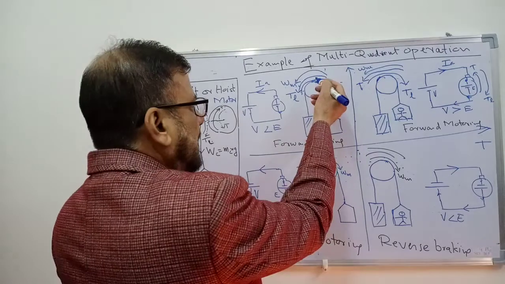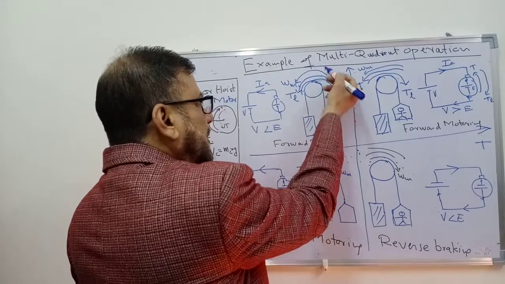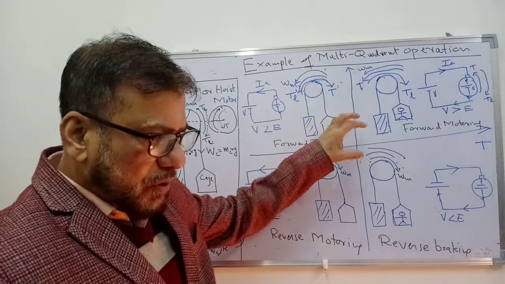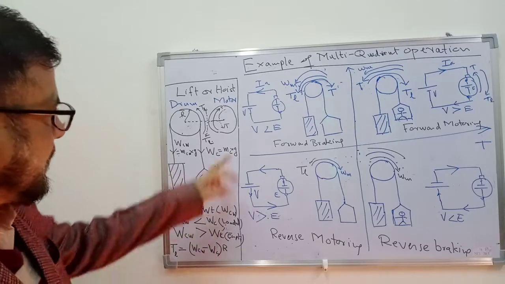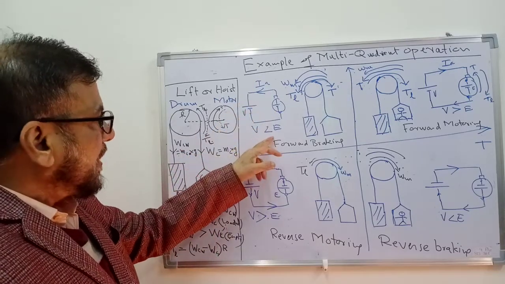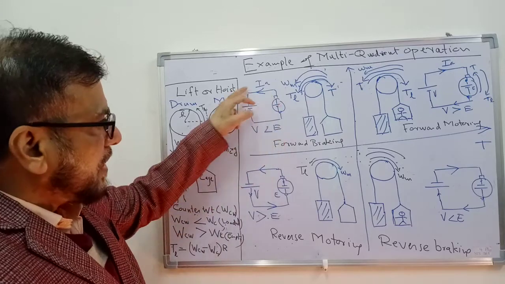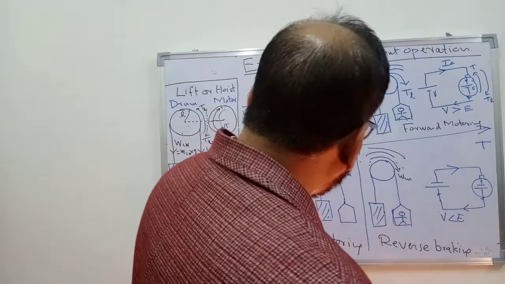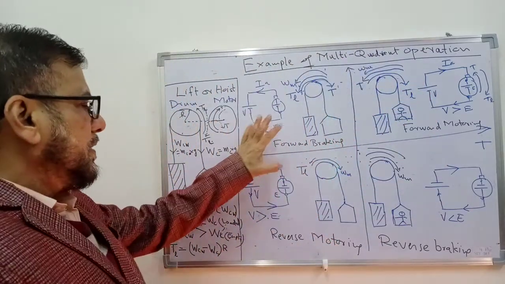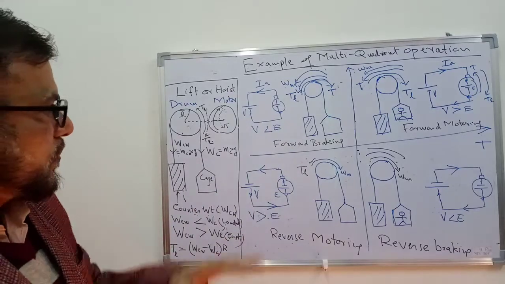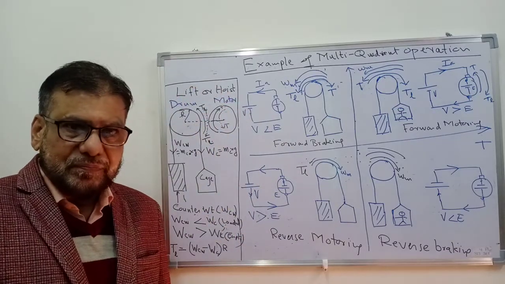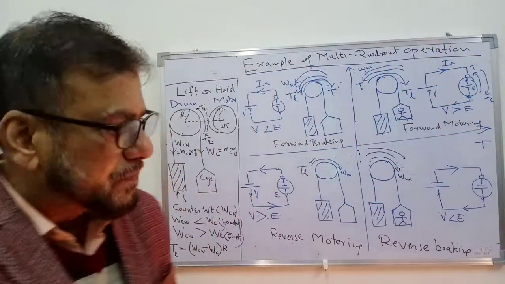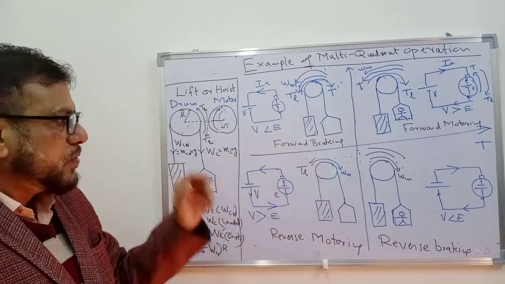Now you can see that in this case the load torque is moving the system, and the motor is working as a generator. So you have to make V less than E such that the current flows in the opposite direction, so that the torque is opposite to what it was in the forward motoring mode. So this is the forward braking mode. Load drives the motor. In the case of motoring mode, motor drives the load. So these are the first two modes.